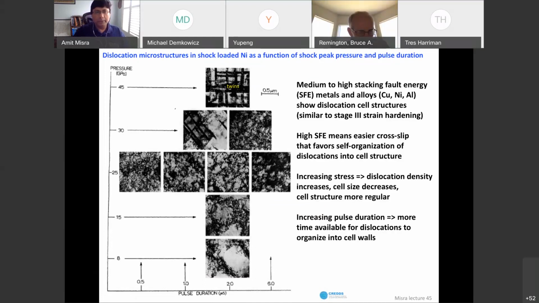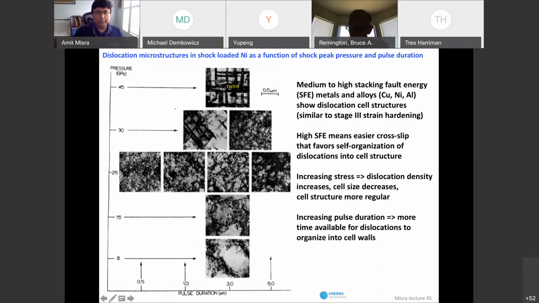So this is a plot taken from the Meyers textbook, and it's showing shock pressure as a function of the pulse duration. You can just take this for nickel. You can take a constant pulse duration, 2 microseconds, and just move up as a function of shock pressure. And you could see how the dislocation cell structure evolves from looking very similar to what it would be if this was just strained at low strain rate, dislocation cell structure beginning to form.